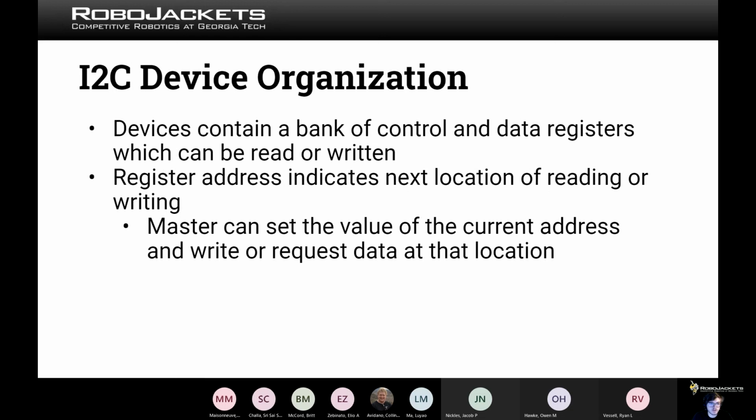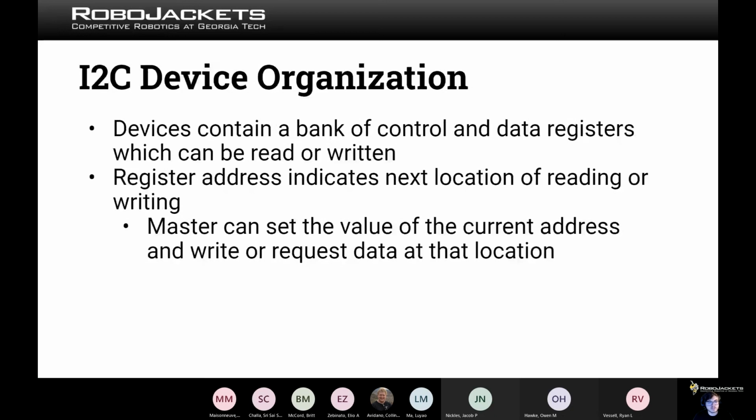So we have I2C device organization. How is the device actually working? It contains a bank of control and data registers, which can be read or written to. Last week we were working on registers, so we'll be doing the same exact thing. As a reminder, registers are specific locations of memory where information is stored. So you have a register address to indicate the next location of reading. You say, okay, I want to look here, and then you look through the table of registers.